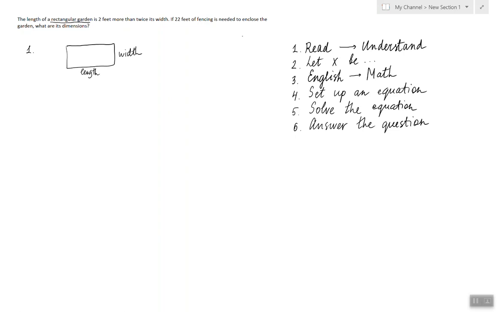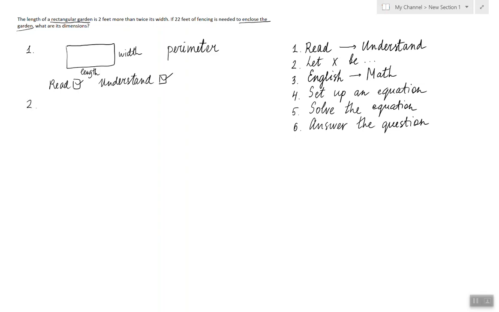And so one other part that has to be understood here is, what does it mean to enclose the garden? So when we're talking about enclosing the garden, it should be clear that we're talking about putting a fence around the perimeter. And yeah, that's it. It seems like the problem is pretty straightforward. So we did read it and we did understand it. So we're going to put those check marks in the check boxes, and let's continue.